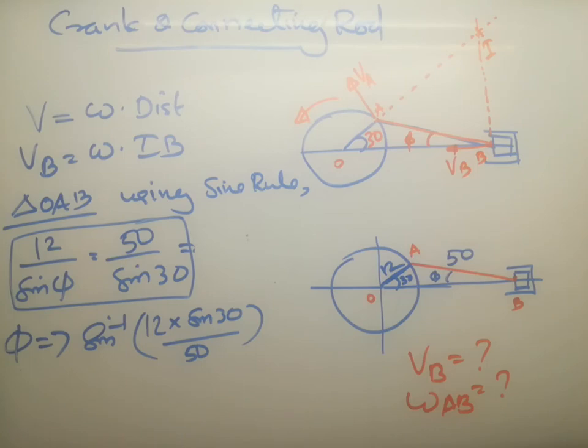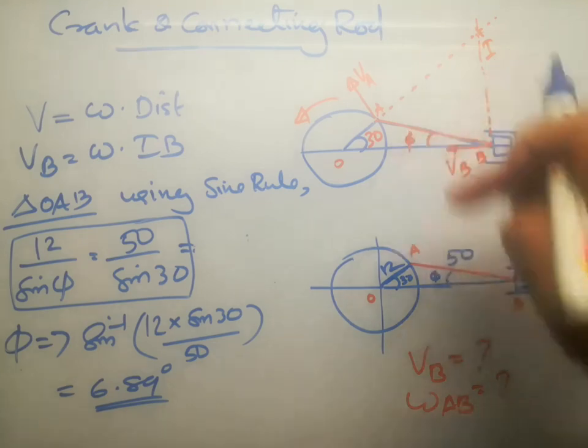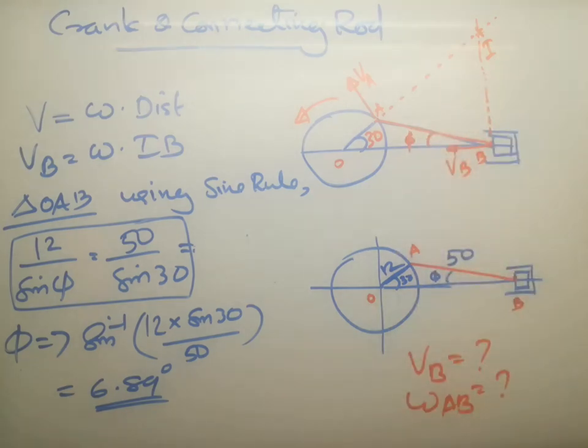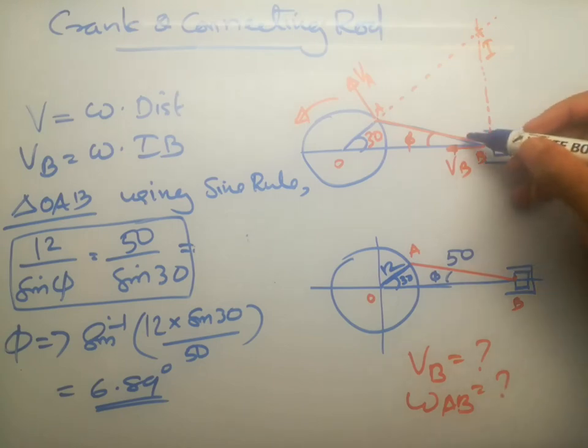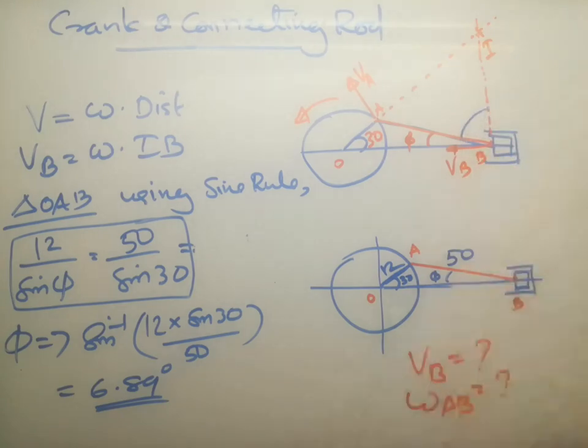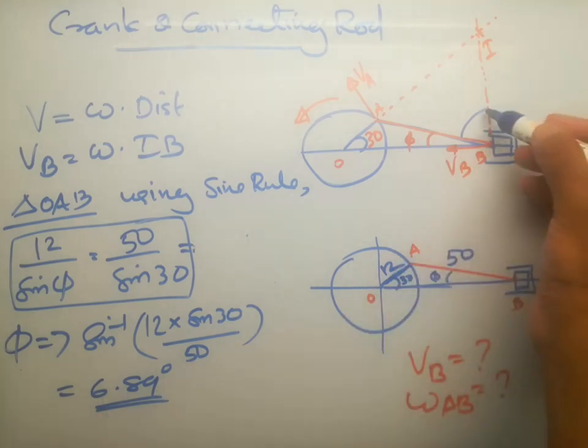So you will get phi equal to 6.89 degrees. So this angle is 6.89. What will be this angle? That angle will be 90 minus 6.89.